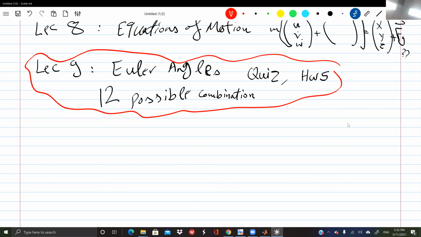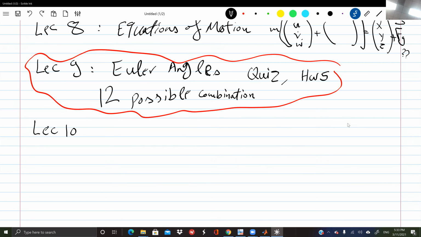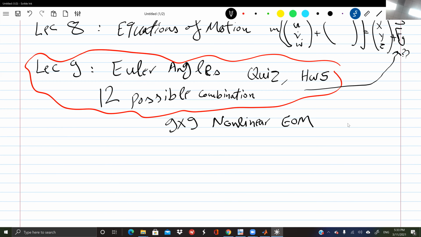Then we have lecture 10. After this lecture, we got the gravity, right? We have the gravity, fine. So after that, we had the 9 by 9 nonlinear equations of motion. The heart of any flight simulator. So we need to do analysis.